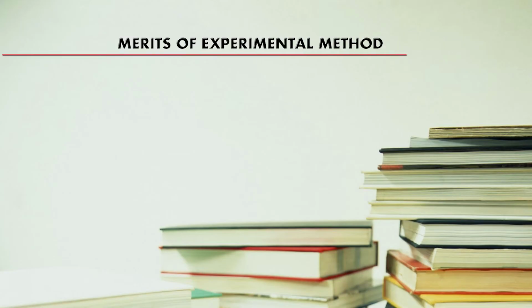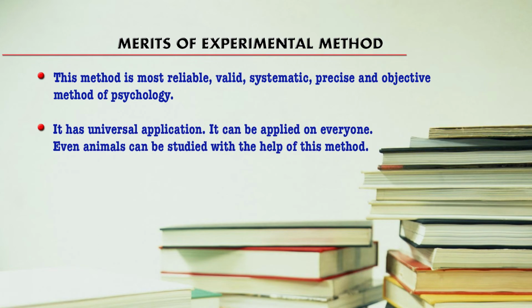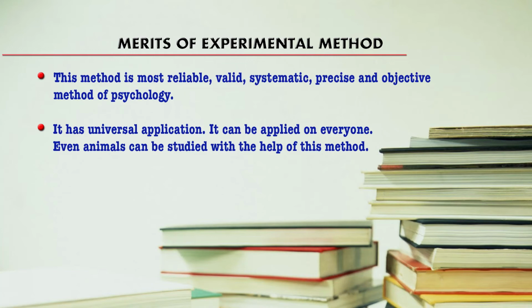Now there are a lot of merits of this experimental method. Let us study one by one. This method is most reliable, it is valid, and it is very systematic, precise and objective. It has universal application. If you see, there are thousands and n number of researches which go on, and experimental method is one of the methods which the researcher uses for analyzing his problem. Then it can be applied on everyone.